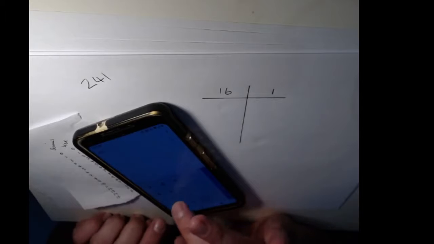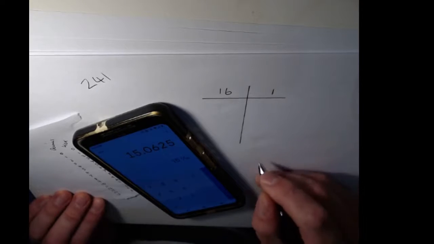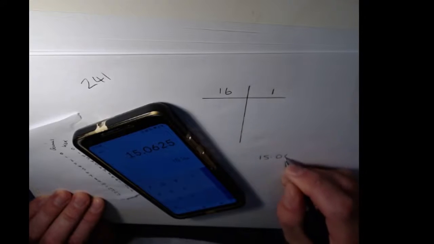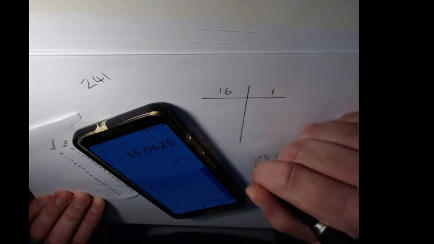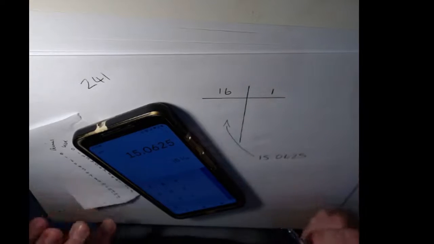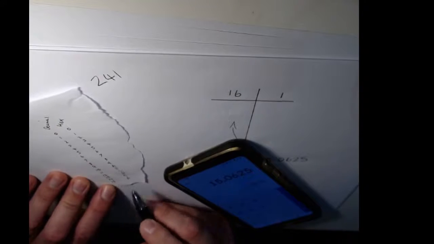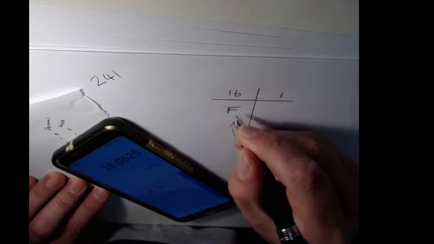We're going to do 241 divided by 16, and that gives us the answer 15.0625. So we know this 15 we're going to put straight into the 16 column. If we go back to here, we can see 15 in hex is F. So we're simply going to write F here.